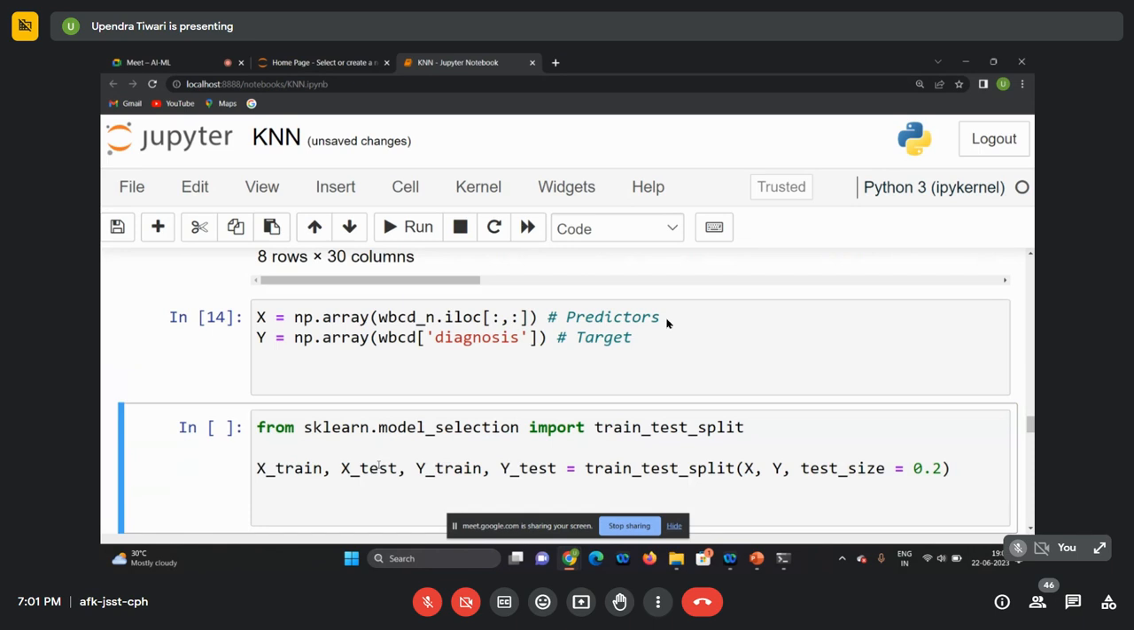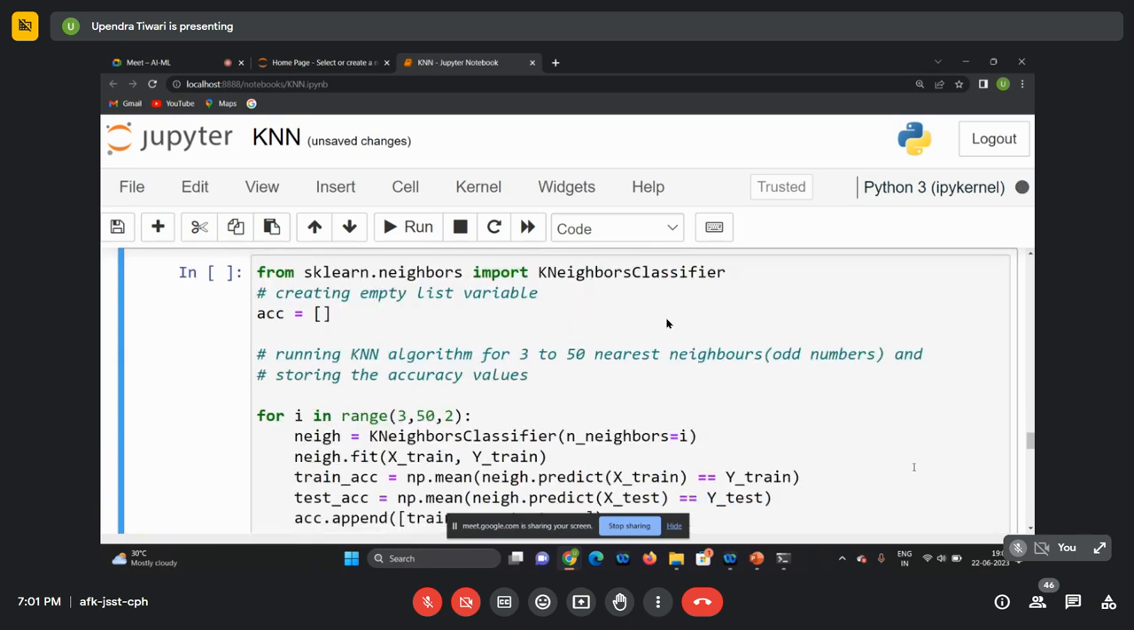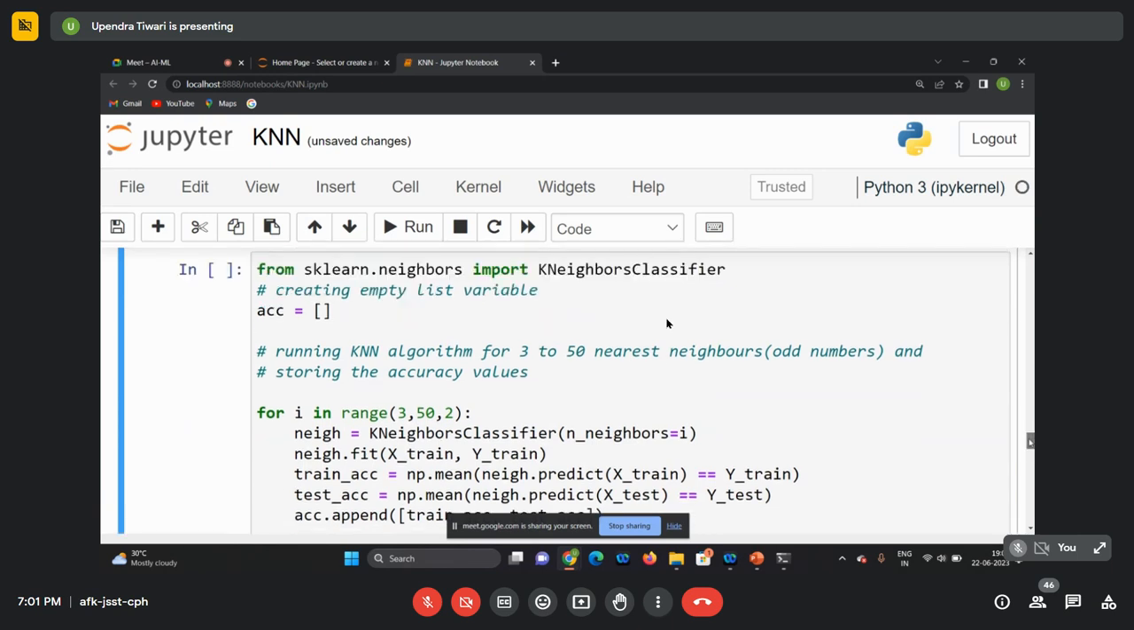Again, after that, we are splitting our data into train and test. And what is the proportion of test? It is 20%. Now, after that, this is really very, very important.